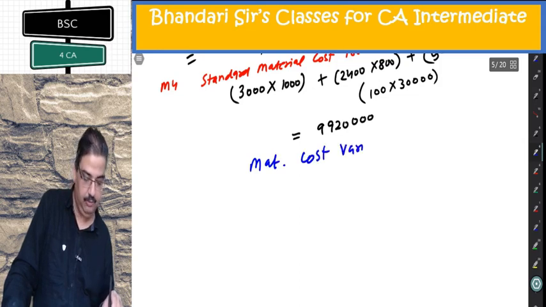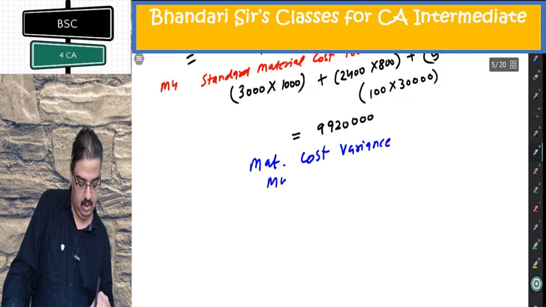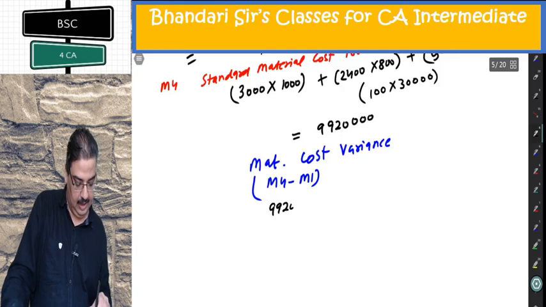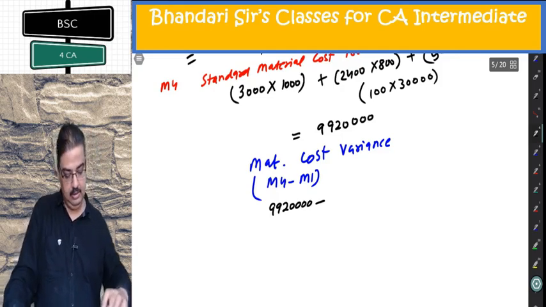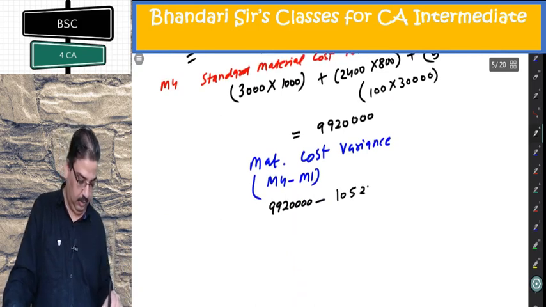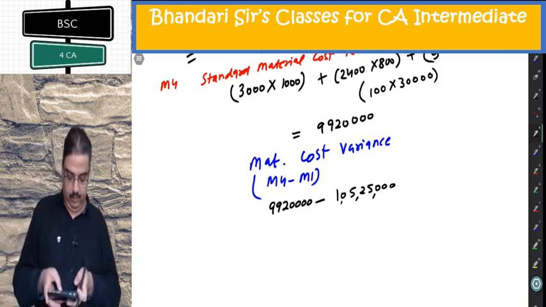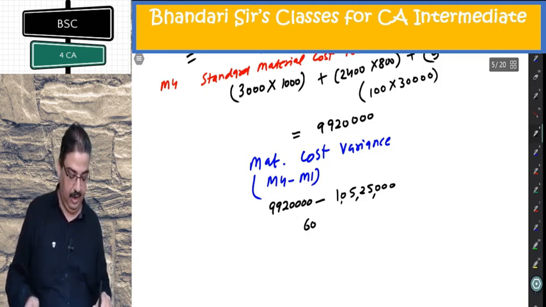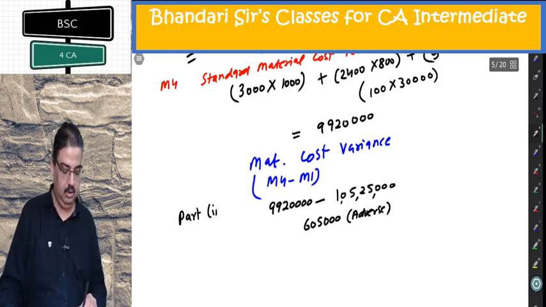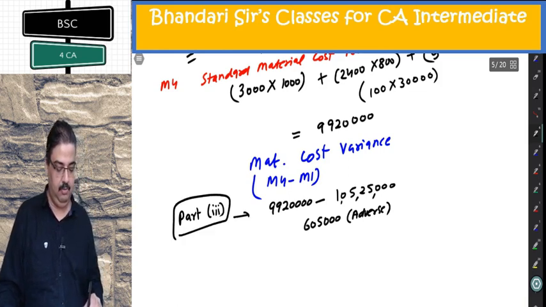Material cost variance, M4 minus M1. 99 lakh 20,000 minus M1 was a huge figure, 1 crore 5 lakh 25,000. I'm getting 6 lakh 5,000 adverse. And this is part 3 of the question. The part numbers are not written there, but I am writing in the sequence.